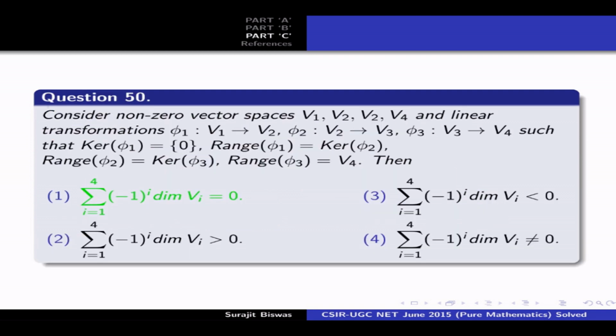Question 50. Consider non-zero vector spaces V1, V2, V3, V4 and linear transformations phi1 from V1 to V2, phi2 from V2 to V3, phi3 from V3 to V4 such that kernel phi1 equal to 0, range phi1 equal to kernel phi2, range phi2 equal to kernel phi3 and range phi3 equal to V4. Then summation i equal to 1 to 4 of minus 1 to the power i times dimension Vi equal to 0, or we have other three options.